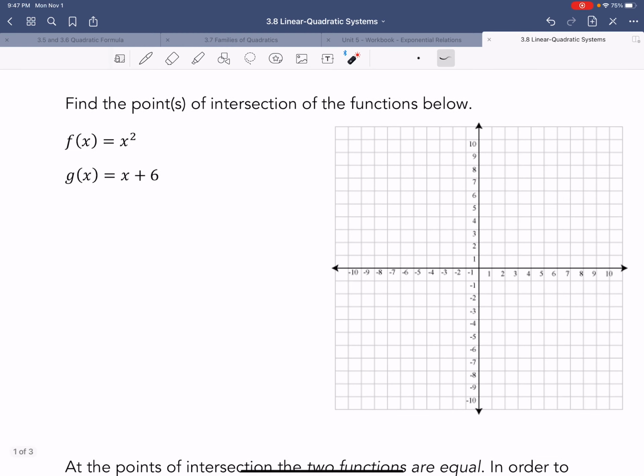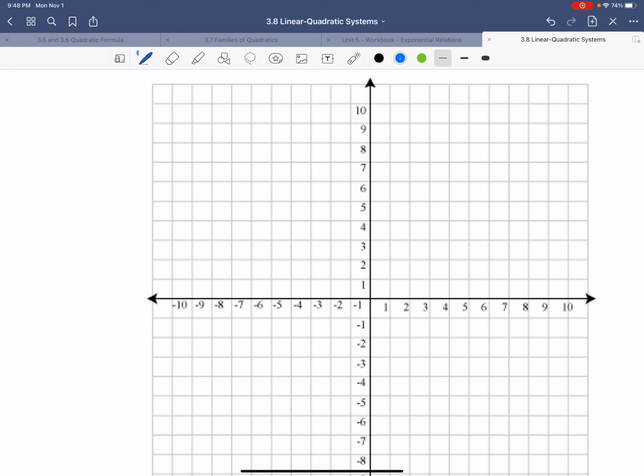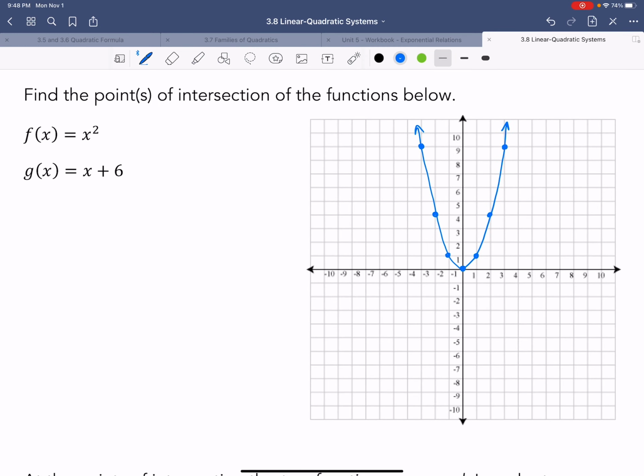The first example we're going to graph, and then we're going to do it algebraically. So f of x is the basic parabola. So you should remember those points: 0, 0, 1, 1, 2, 4, 3, 9, and reflected on the other side. And then we're going to draw g of x, which is a line. It's linear: x plus 6.